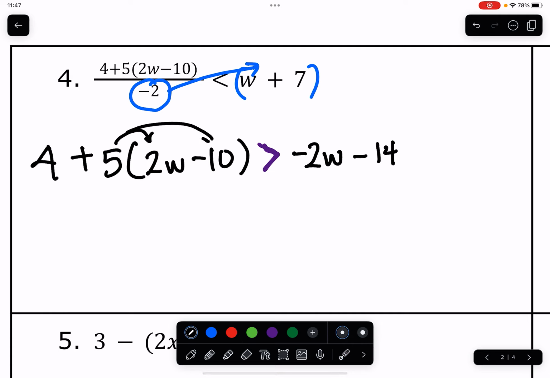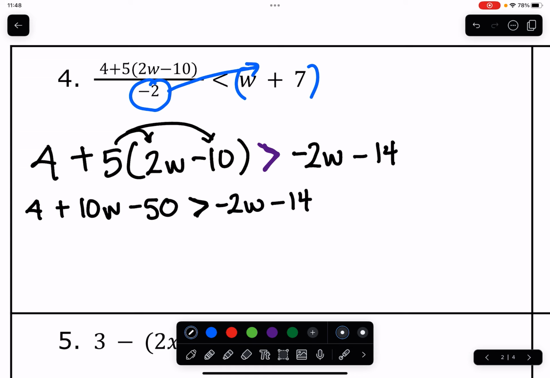We're going to start by distributing. So we have 4 plus 10w minus 50 is greater than -2w minus 14. And now we're going to put all our variables, let me highlight all of my variables in blue, I want all of these to be on the left side of this purple inequality symbol here. And all my constants, those green numbers, to be on the right side of that purple inequality.